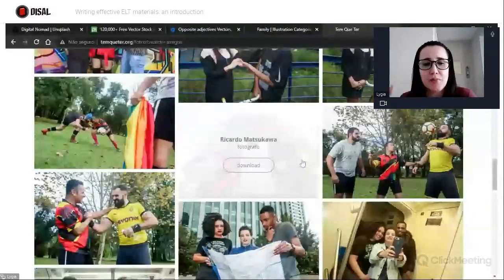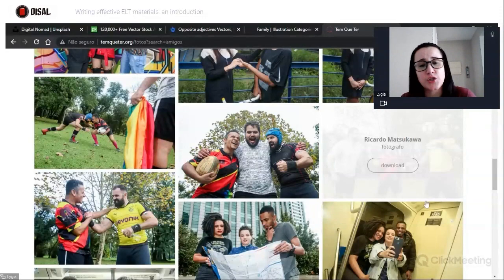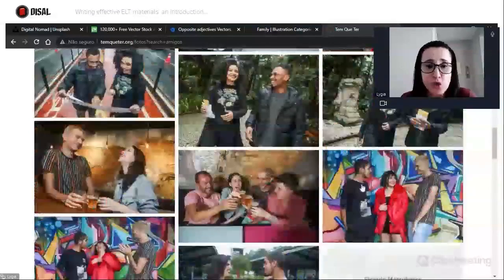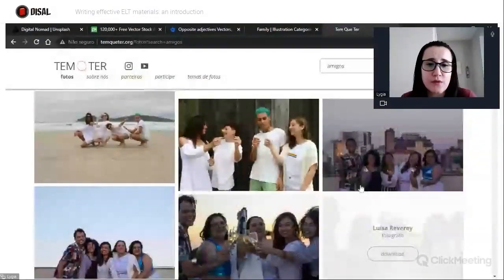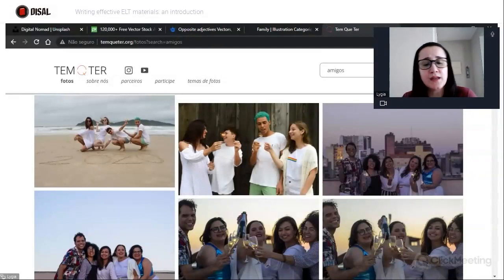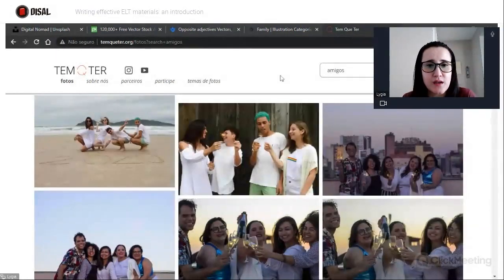Mind you, please pay attention to the rules of each website. It might be necessary to credit the pictures that you use in your material. So it's always important to have a look at the regulations of each website. But there are others as well. You can explore other possibilities online, but these are some possibilities that you can already consider in the future.